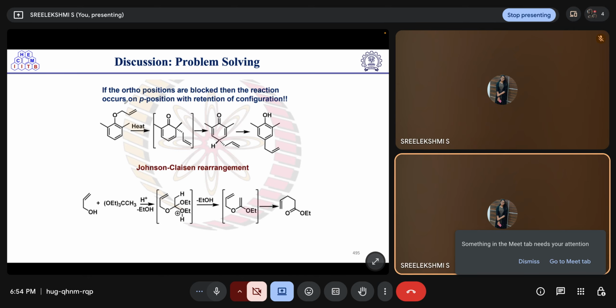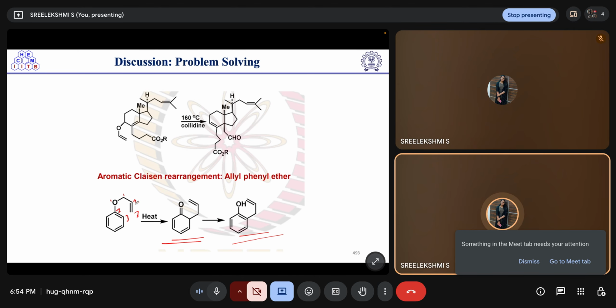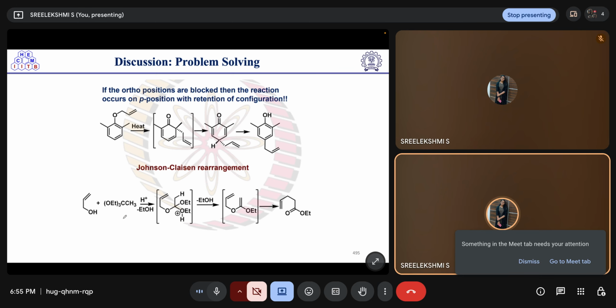As we saw here, what is happening is that this whole allyl group is shifting or migrating into the ortho position. But if the ortho position of this aromatic ring is blocked, then substitution at the para position can also occur with retention of configuration. As we see here, both ortho positions are blocked, so this group will first go through this transition, then it will again come here and give this particular compound, and then rearomatization will give this product.